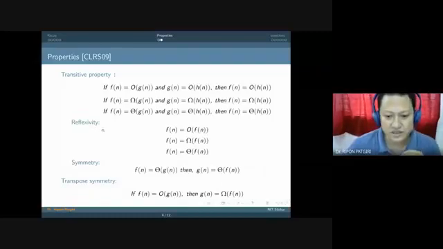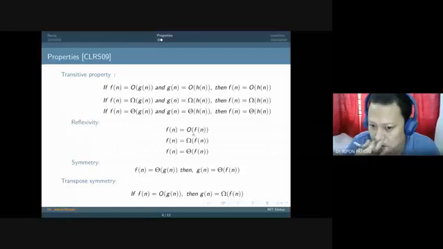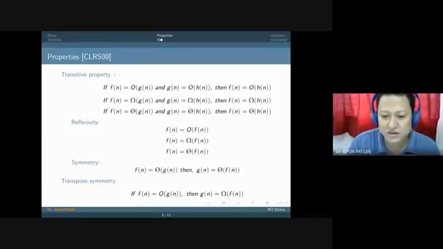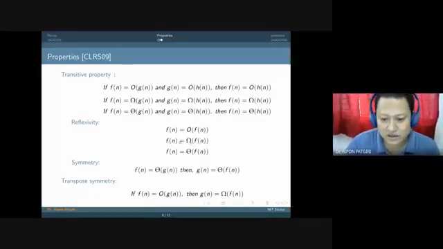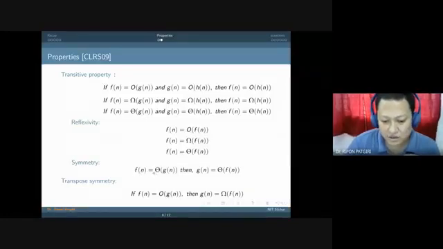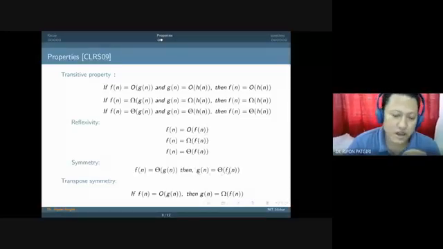So, reflexivity. The property of reflexivity is that f(n) = O(f(n)). As I told in that class, it may be equal. So if it is the same curve, then it is always true. Similarly, f(n) = Ω(f(n)) and f(n) = Θ(f(n)). And symmetry: only big theta follows symmetry. If f(n) = Θ(g(n)), then g(n) = Θ(f(n)).